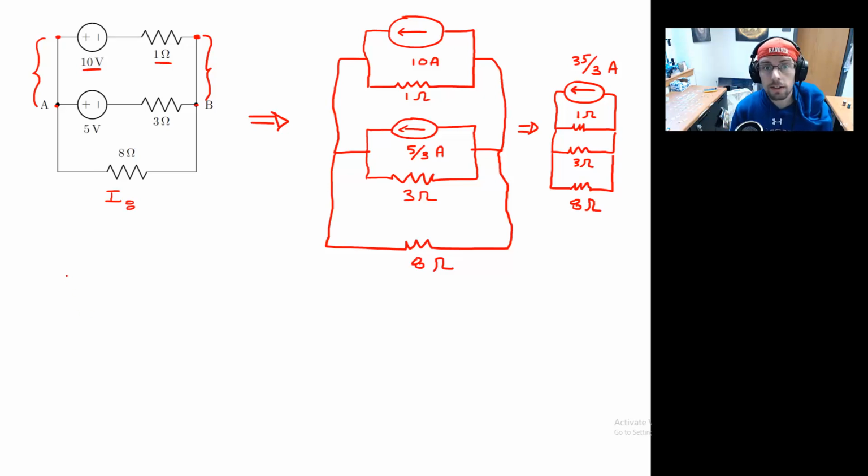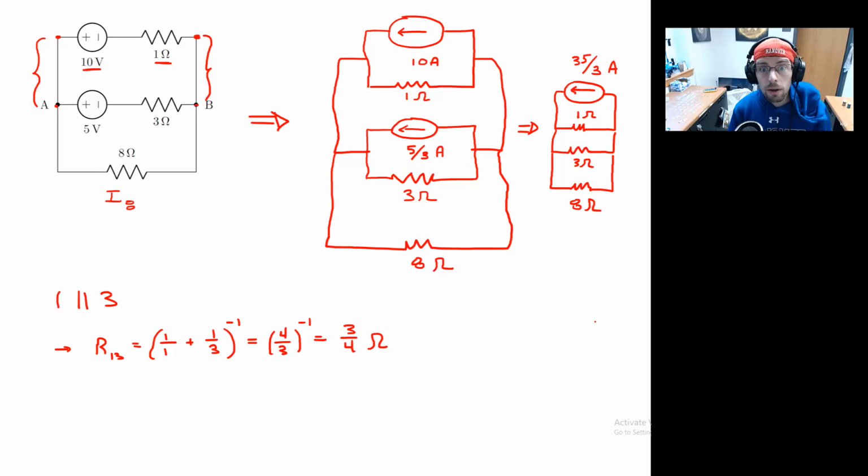I see that the 1 ohm resistor is in parallel with the 3 ohm resistor. So let's go ahead and find the equivalent resistance of the 1 and the 3. That's 1/1 plus 1/3, since they're in parallel, and we take the inverse. So this is 3/3 plus 1/3. That gives me 4/3. And because I have to take the inverse of that, I get 3/4 of an ohm.